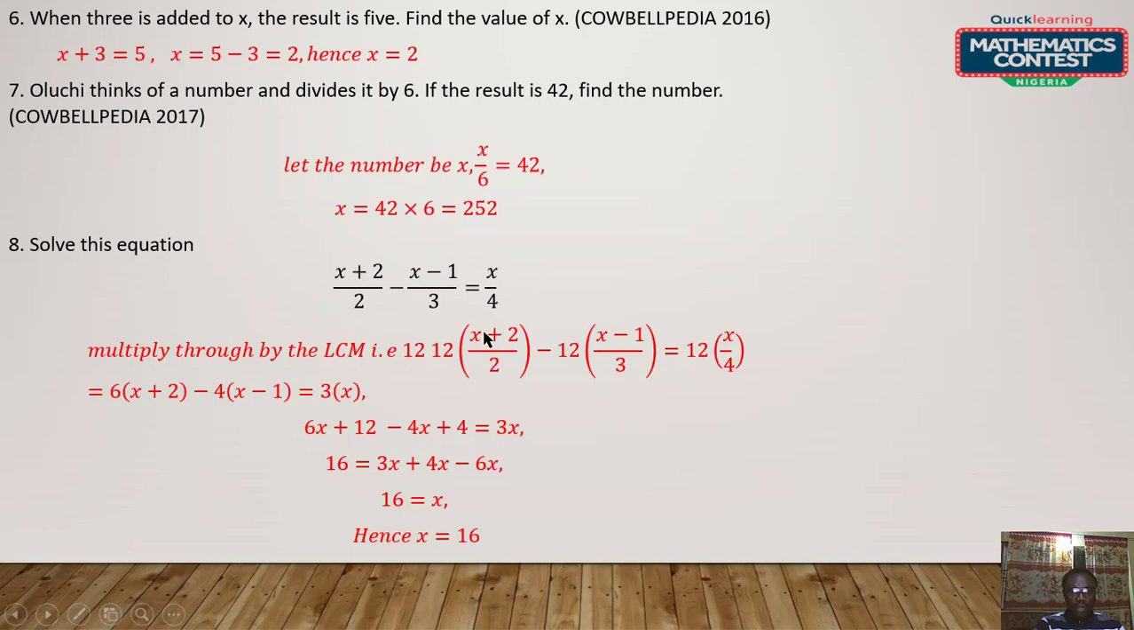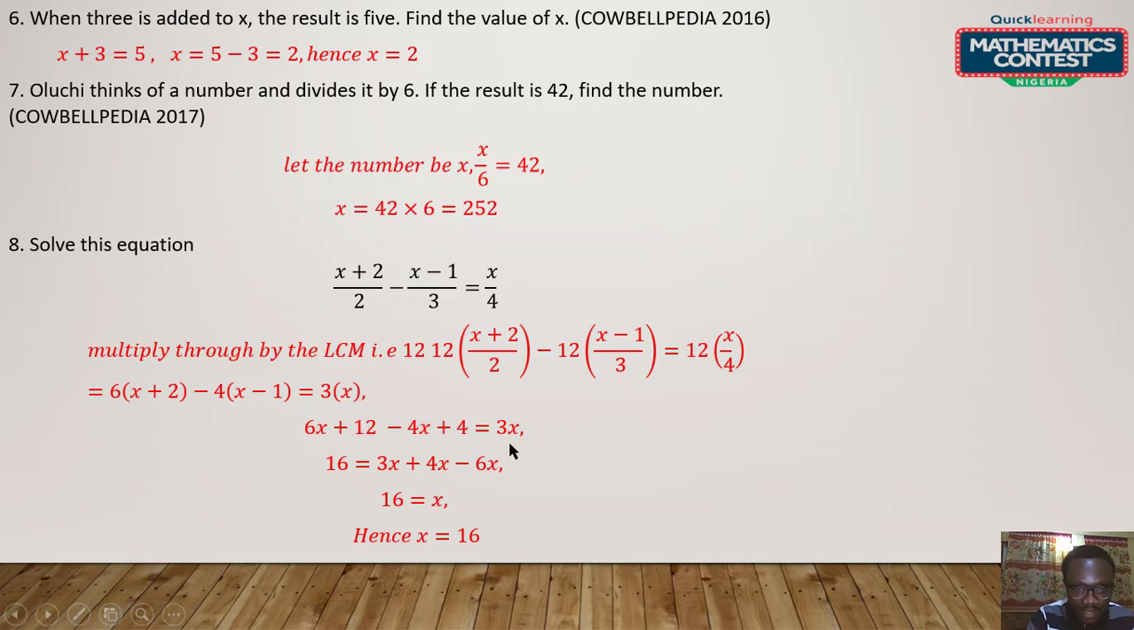So 12 multiplied by the first term here, then 12 multiplied by the second term, then 12 multiplied by the third term. 2 here 1, 2 here 6. So we'll have 6 multiplied by x plus 2. 3 here 1, 3 here 4. We'll have 4 multiplied by x minus 1. 4 here 1, 4 here 3. We'll have 3 multiplied by x. So if we open this bracket now, 6 times x is 6x, 6 times 2 is 12, then minus 4 times x is minus 4x, minus 4 times minus 1 is plus 4, then we'll have 3 times x is 3x.